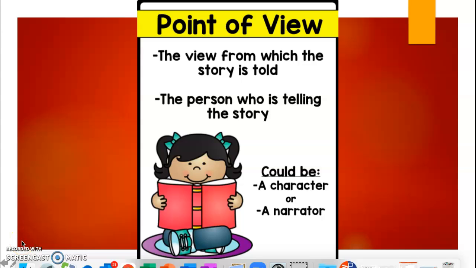Hi, boys and girls. This week on Point of View, we have already learned that point of view means the view from which the story is being told. So it's who is telling us the story. We've learned that a character could be telling us a story, or a narrator could be telling us the story.